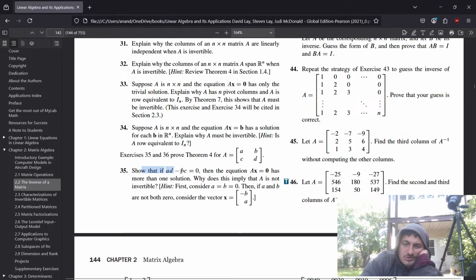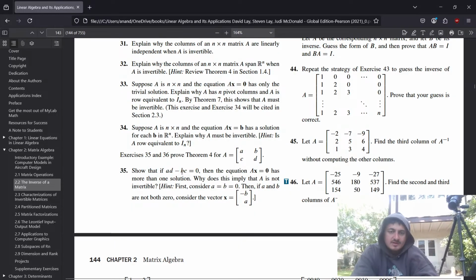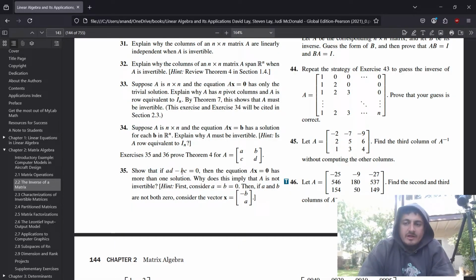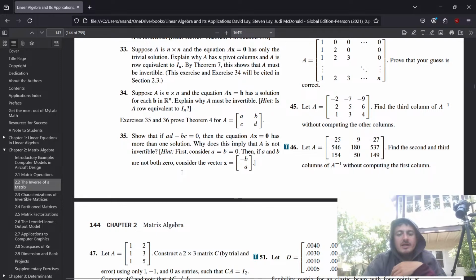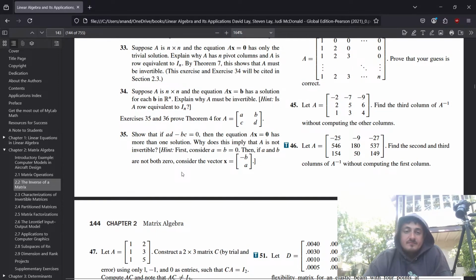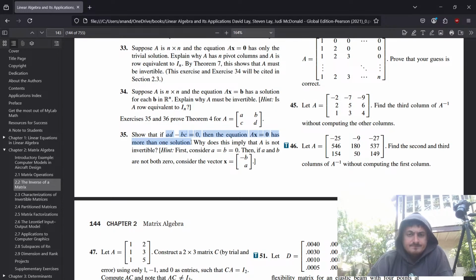35. We're going to do all these exercises in a second here, but right now I'm just reading through all of them to get an idea of what's in this section. Show that if the determinant is 0, then the equation Ax equals 0 has more than one solution. Ooh, 35 is good. I like 35. Why does this imply that A is not invertible?